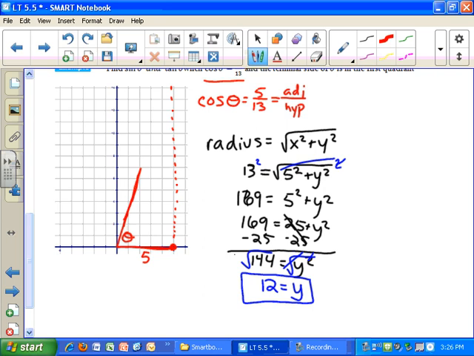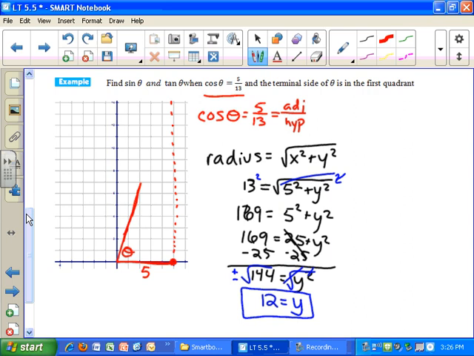Now, when you're solving, technically this should be either positive or negative 12. I know it's going to be positive 12 because the original problem told us that it was in the first quadrant. And so yes, theta could have been down here, and we could have had an x value of 5, and this distance still could have been a positive 13, and my y value would have been negative, but because it tells us it's in the first quadrant, I know it's a positive value, and so it's going to be up at 12. So that is my y value. That is the opposite.